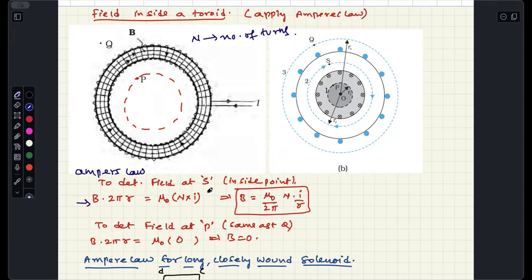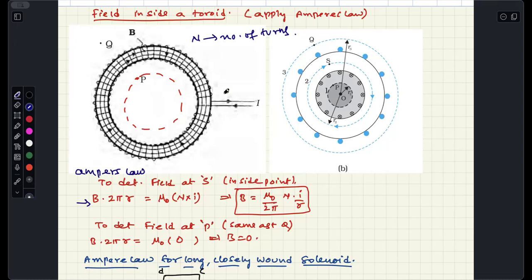What about the field outside? This is also outside, as well as this is also outside. Wherever you take, there is no current. Why? How many inward elements will you have? The same number of outward elements. The net will be 0. So therefore, outside it is 0.